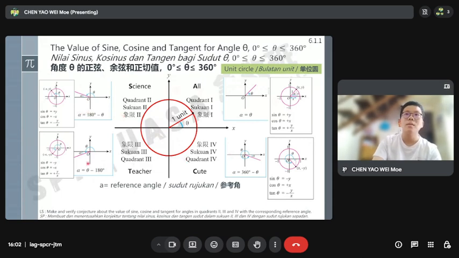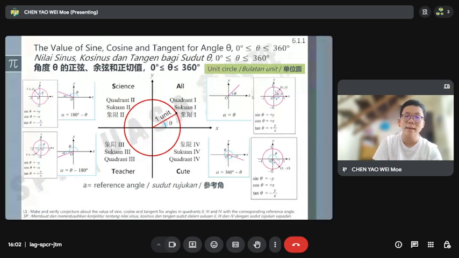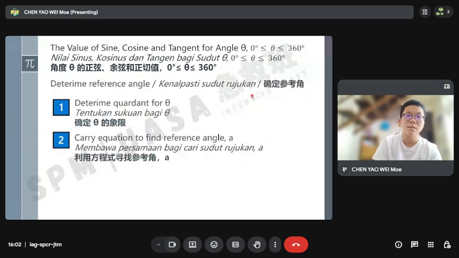Now, how to determine the reference angle? First thing, you need to determine the quadrant for theta. Given theta is something, find the reference angle by its corresponding reference angles. Already given the data, right? So determine the quadrant. If the angle is in quadrant 2, I can say that this is quadrant 2, and only sine theta is positive.